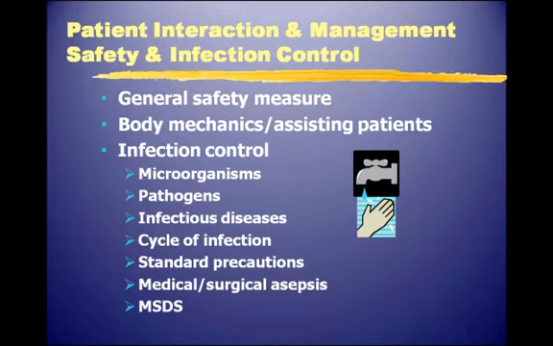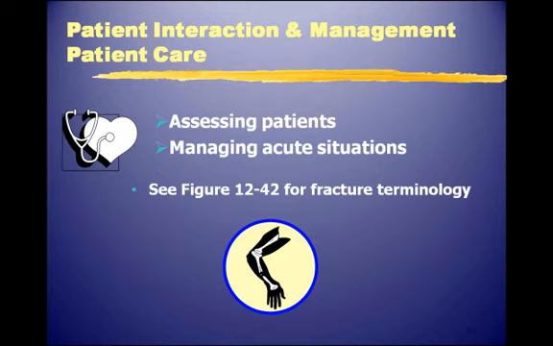Then, safety and infection control. How important. General safety measures, body mechanics, assisting your patients, and infection control, understanding microorganisms, pathogens, infectious diseases, the cycle of infection, standard precautions, medical and surgical asepsis, and MSDS. One thing in particular relating to radiography is fracture terminology. That can be found in Figure 12-42 in your textbook Radiography Essentials.